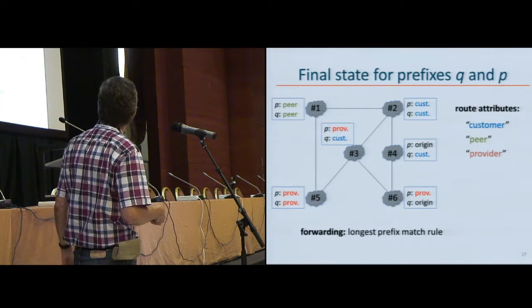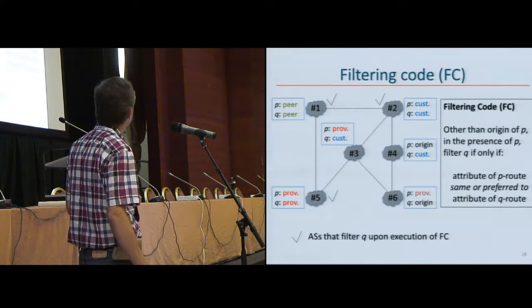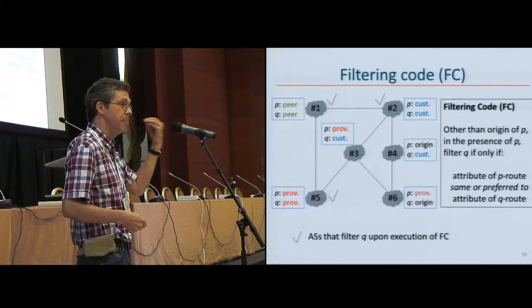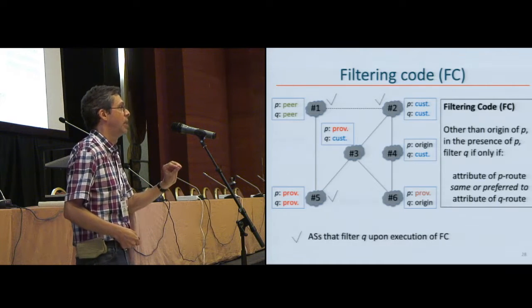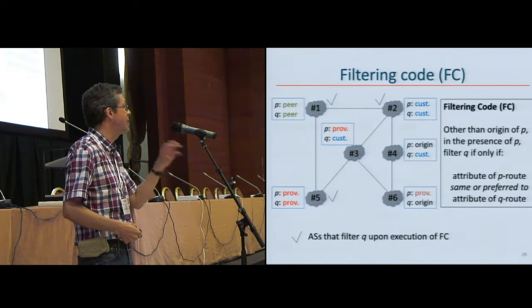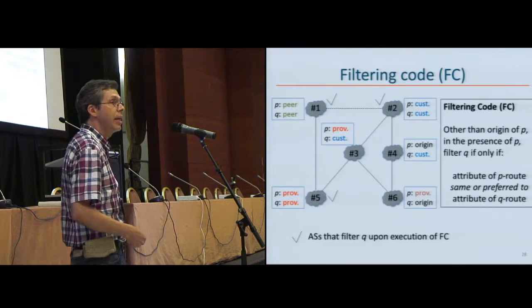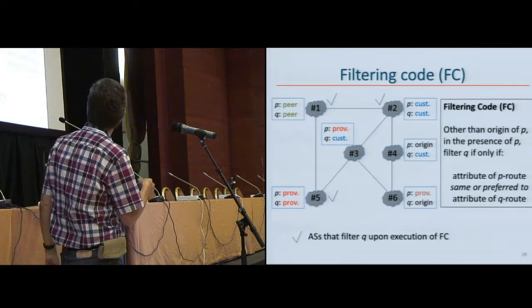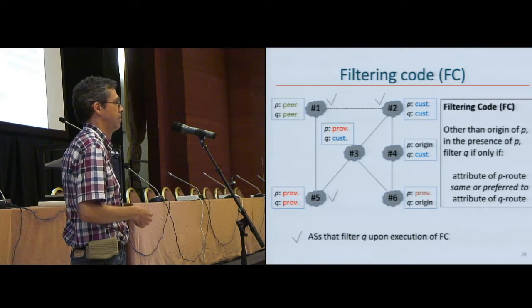Now the goal of Dragon here is to dispense with Q as much as possible without violating the routing policies. And I will work with this filtering code. It's one of many possible filtering codes. Other than the origin of P, in the presence of the prefix P, the less specific one, I can filter the more specific one, provided that the attribute of the P route, the less specific route, is the same or preferred to that of the Q route. So the checks there mark the ASs that can filter Q according to this filtering code. For example, AS2 elects a customer P route and a customer Q route. It can filter Q. Okay?